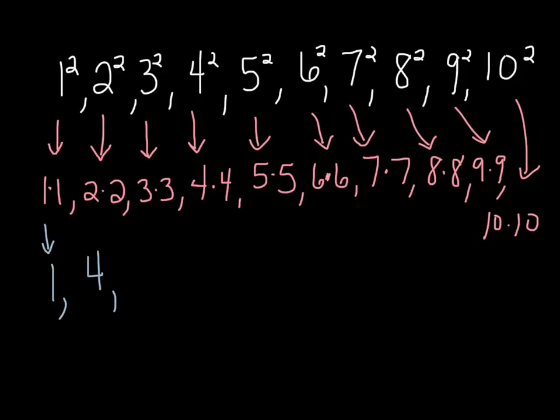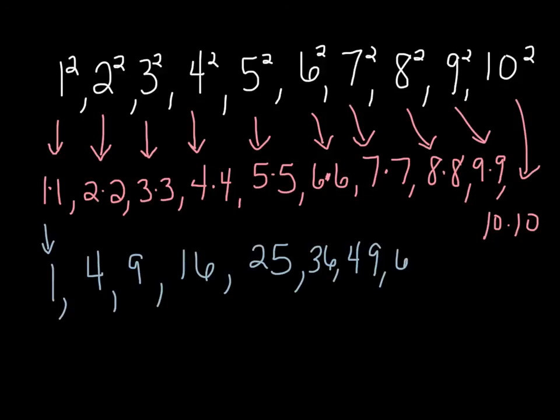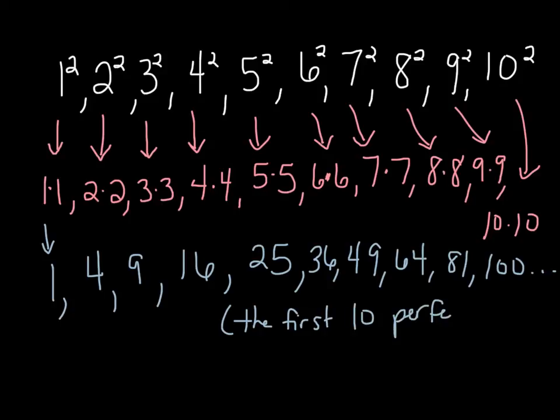3 times 3 is 9, 4 times 4 is 16, 5 times 5 is 25, 6 times 6 is 36, 7 times 7 is 49, 8 times 8 is 64, 9 times 9 is 81, and then you get 10 times 10, which is 100. And again, you can keep going on and on, and any number times itself, or to the second power, would still be considered a perfect square. But this is a list of the first 10 perfect squares that you might come across.